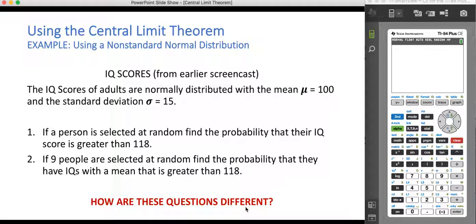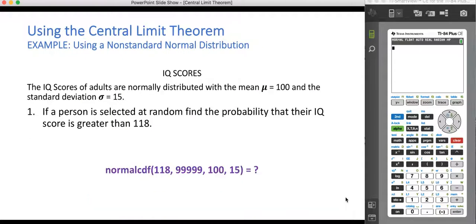Do you see what's different about these? In the first question, we want to know the probability that one person selected at random has an IQ greater than 118. But in the second example, we want to find the probability that the mean IQ of 9 people is greater than 118. So let's look at the first question. The first question we've done before. Find the probability that the IQ score of one person selected at random is greater than 118.